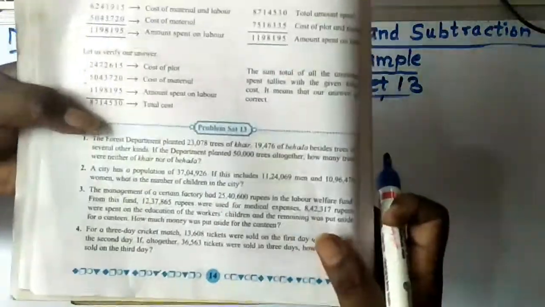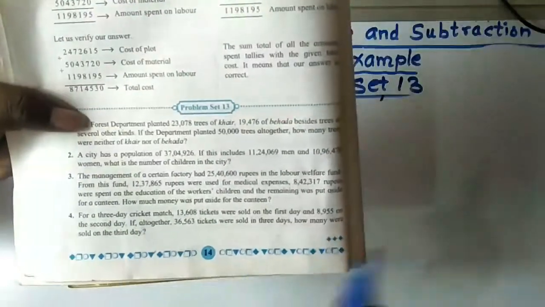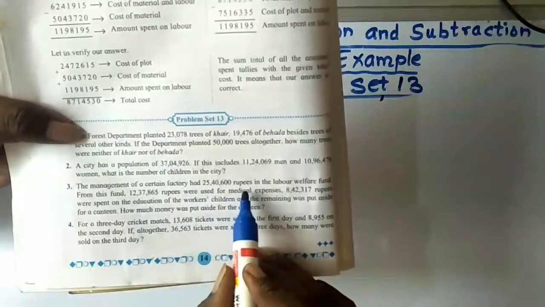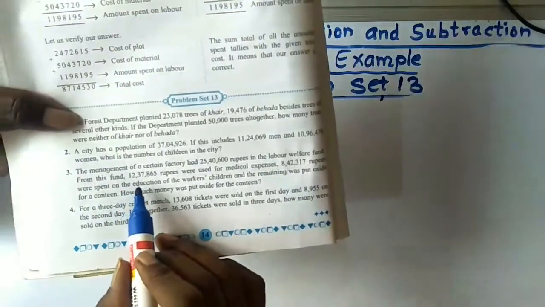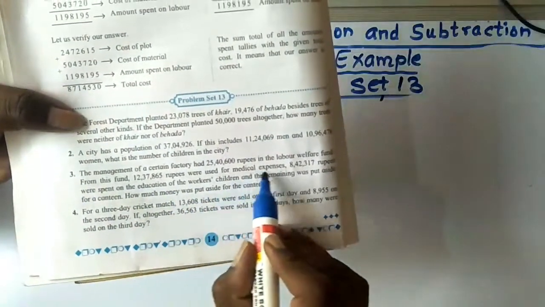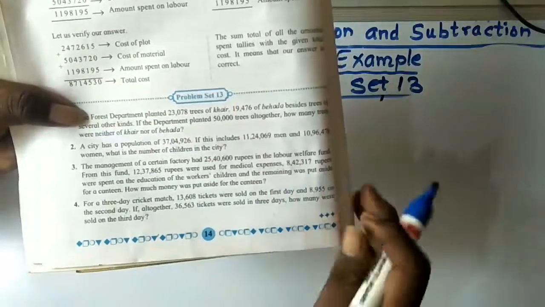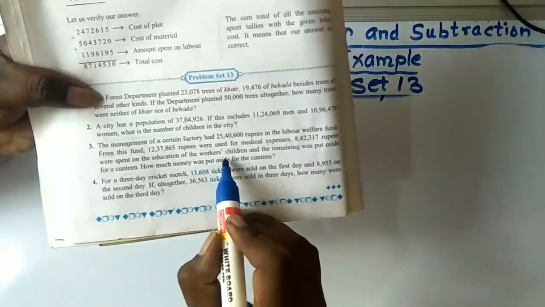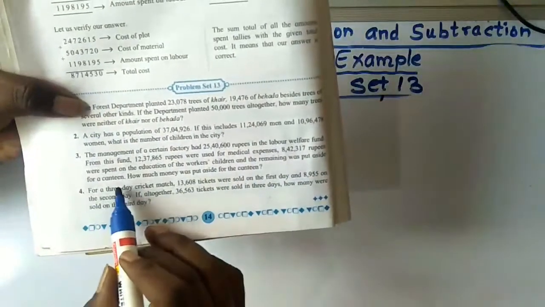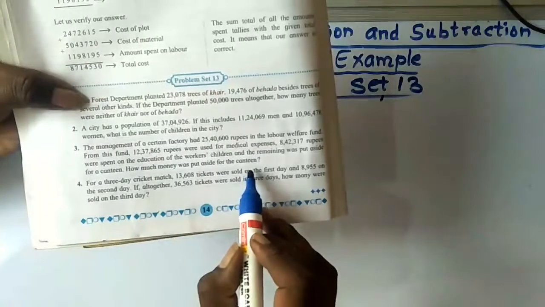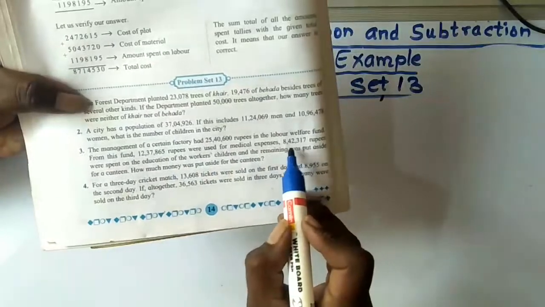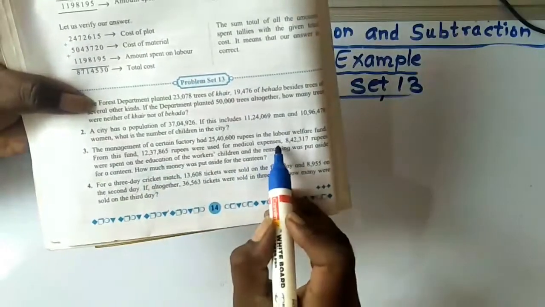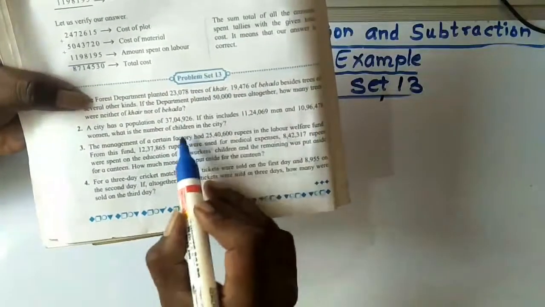See the third sum. A management of a certain factory had 25,40,600 rupees in a welfare fund. That is the total number. From this fund, 12,37,865 rupees were used for medical expenses. 8,42,317 rupees were spent for education of the workers' children. The remaining was put aside for a canteen. How much money was put aside for a canteen? So the simple way is, first add these two numbers, the medical expenses and the amount spent on the education. Add this, whatever answer you get, subtract from the total.